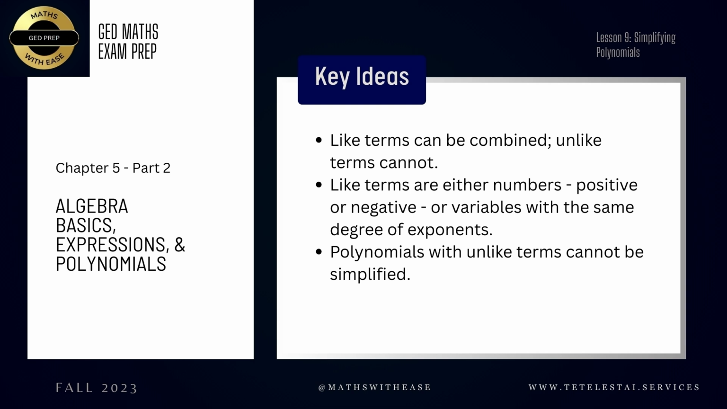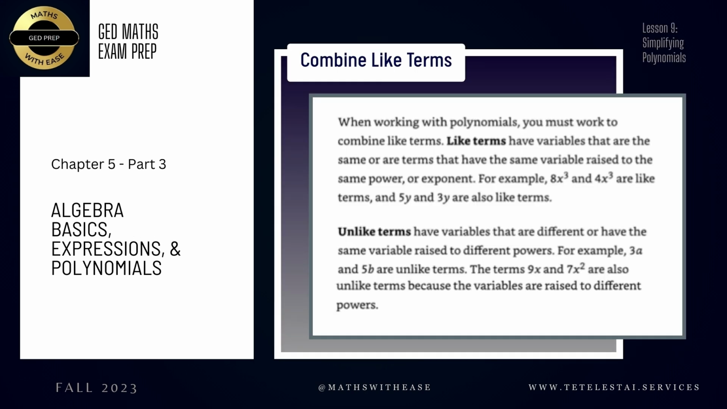When you're working with polynomials, you want to work to combine like terms. Like terms have variables that are the same or are terms that have the same variable raised to the same power or exponent. So for example, 8x cubed and 4x cubed are like terms because they both have the same variable x, and x is raised to the same exponent 3. 5y and 3y are also like terms because they both have y in their terms.